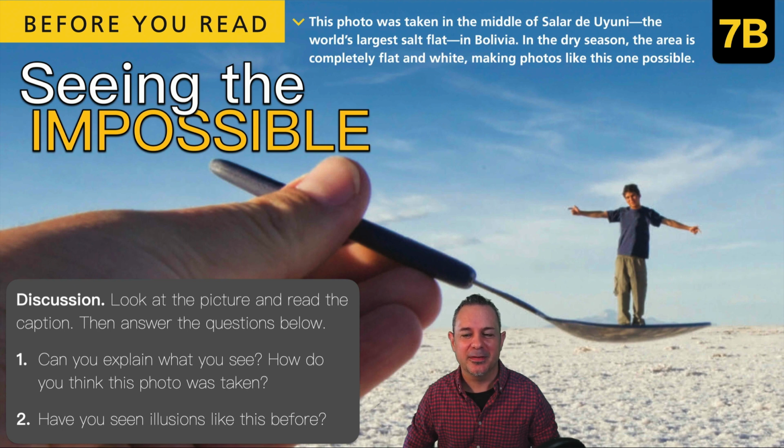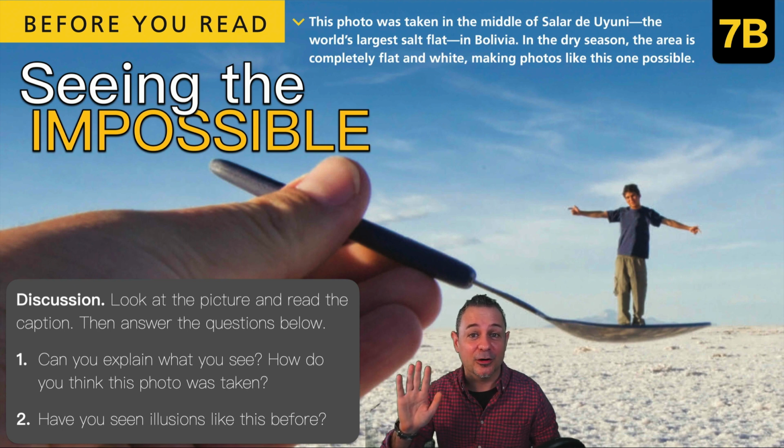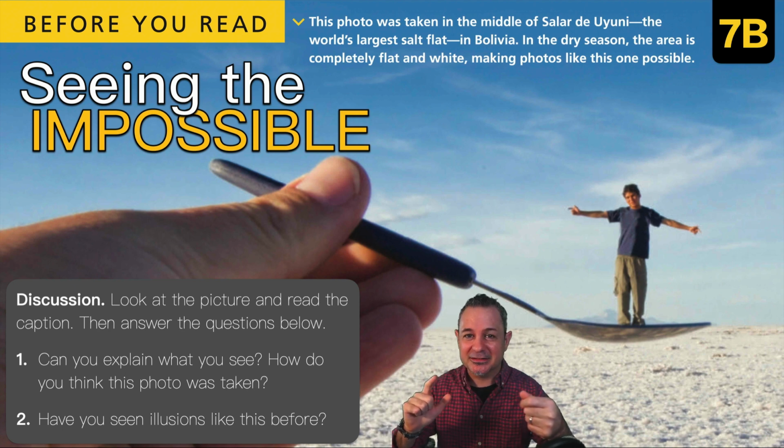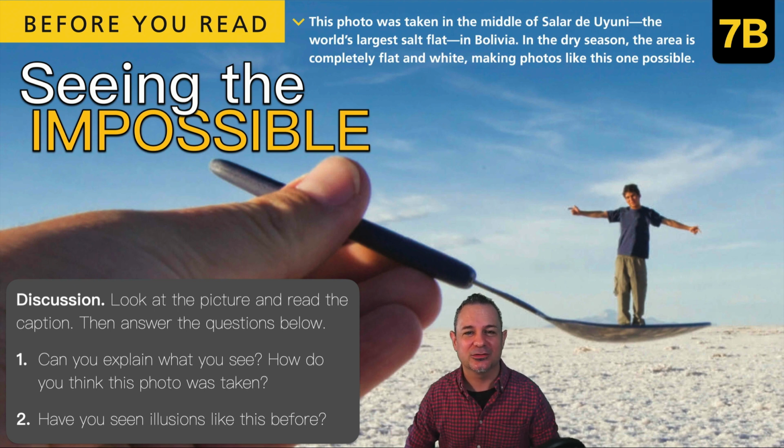That's right. The man is standing far away from the person who is holding the spoon. The camera is placed just right so that it looks like the person who is far away is standing in the spoon that is really up close to the camera. These things create the illusion that a tiny person is standing in a spoon. Pretty cool, huh? Have you seen illusions like this before?